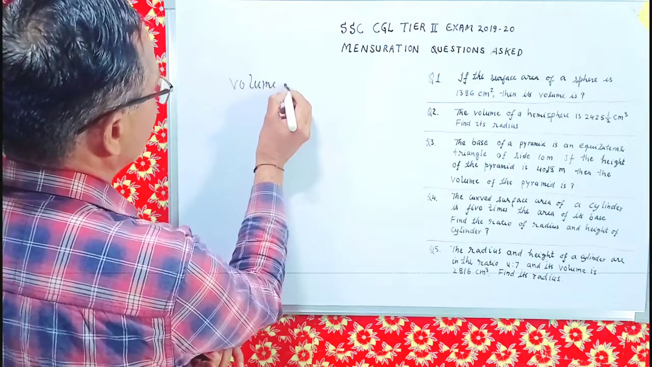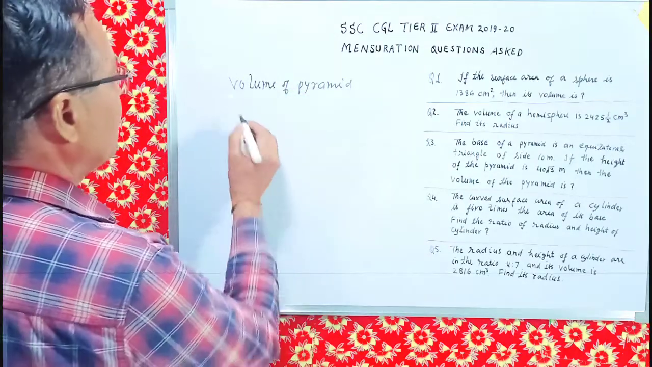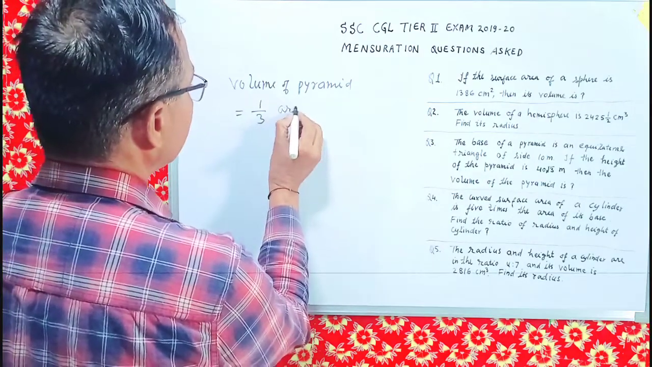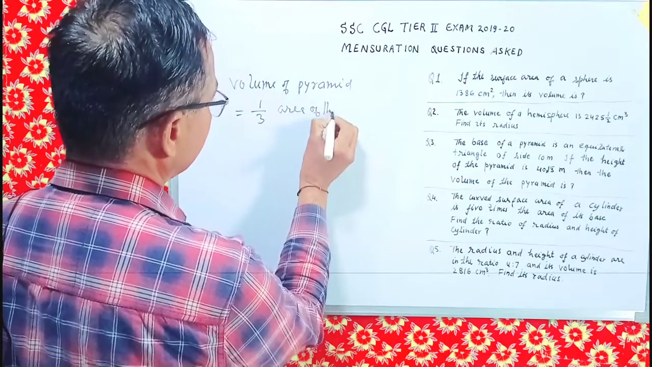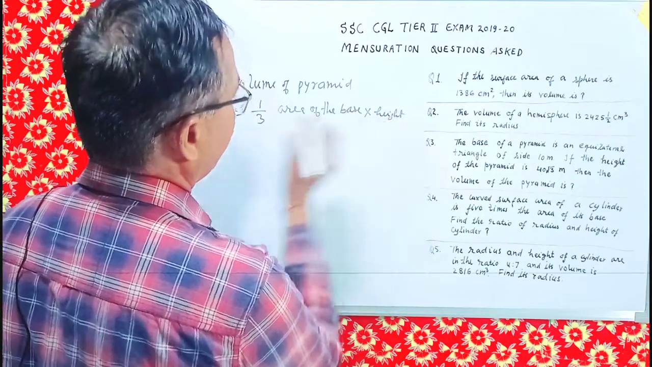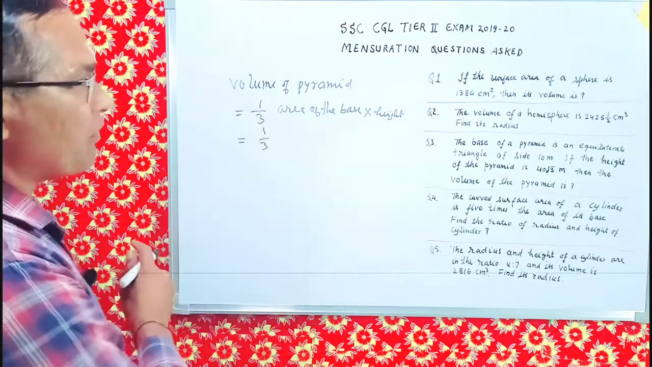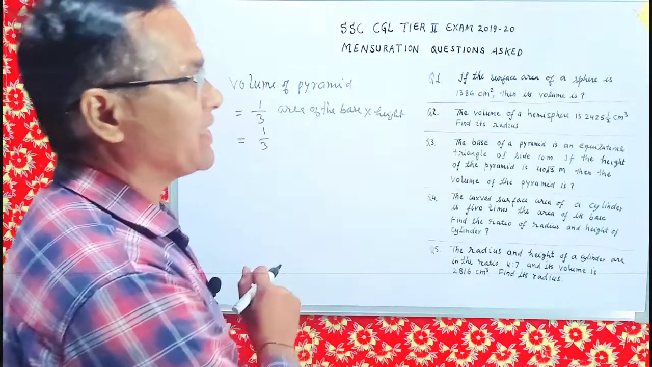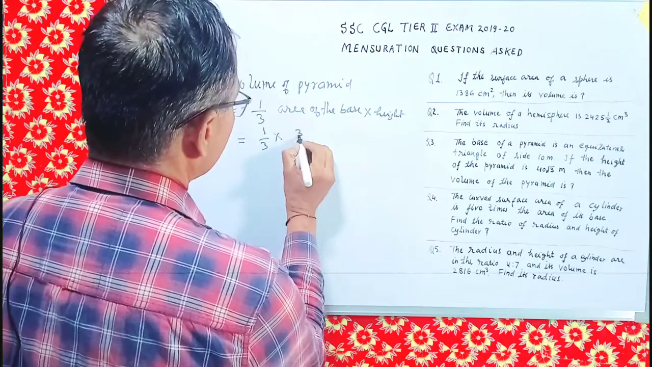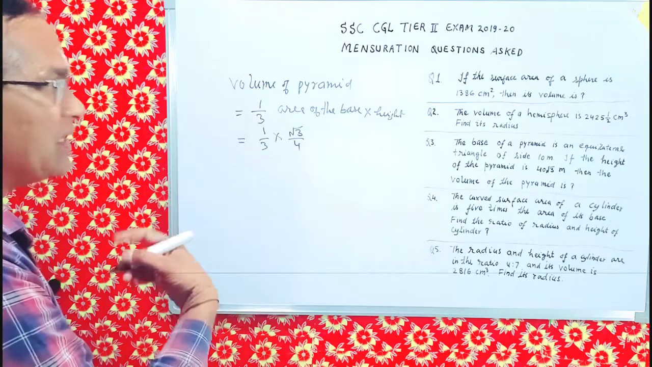Volume of pyramid is equal to 1/3 area of the base into height. So 1/3 into area of the base means it's an equilateral triangle, and area of the equilateral triangle is square root 3/4 into square of the side.